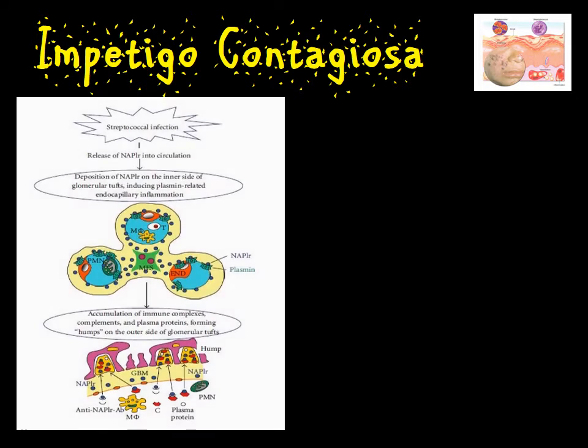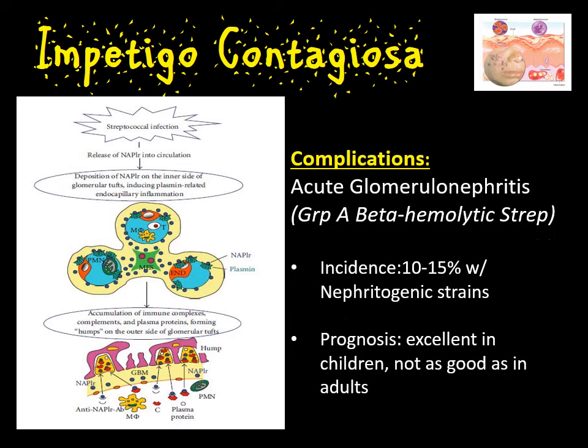Acute post-streptococcal glomerulonephritis is a rare complication of non-bullous impetigo from nephrogenic strains of the Group A beta hemolytic streptococcus.